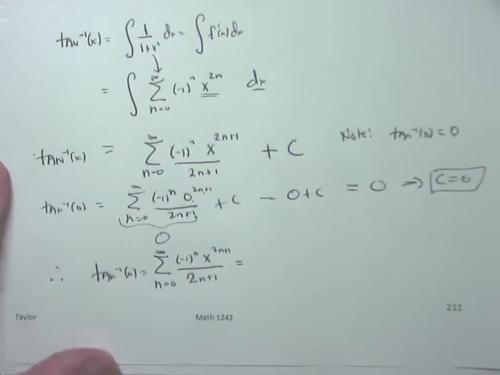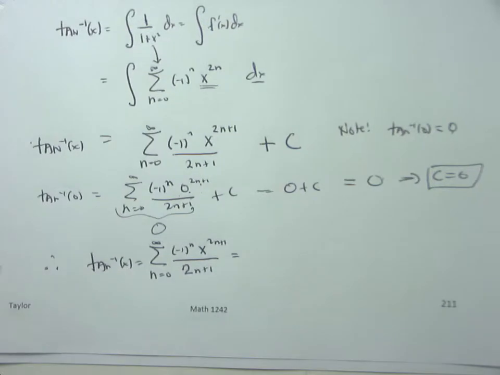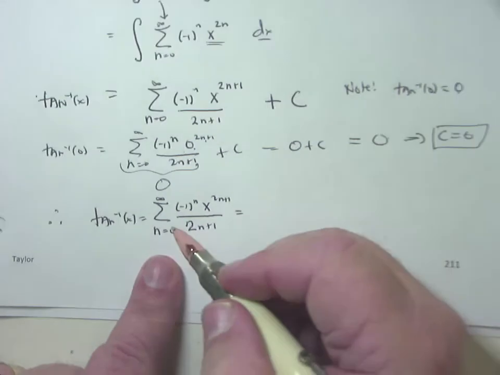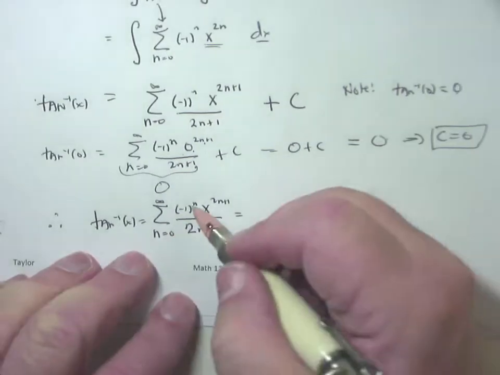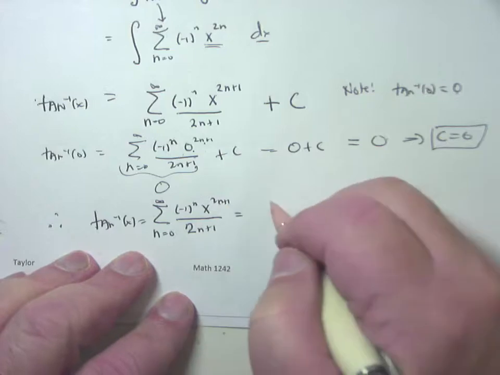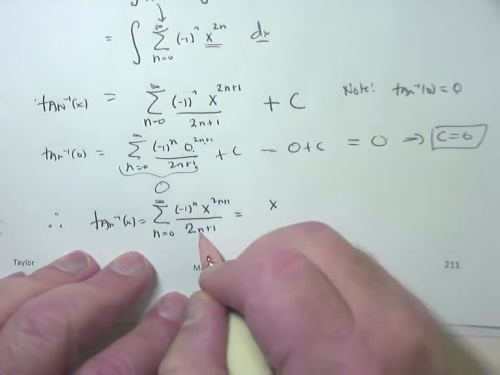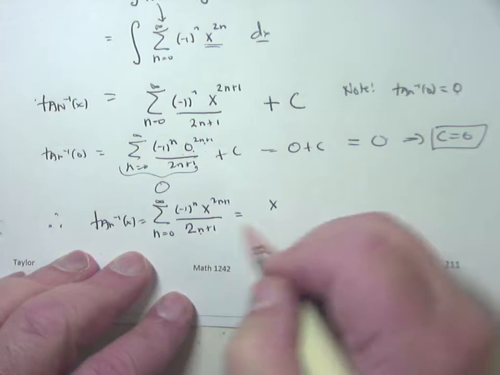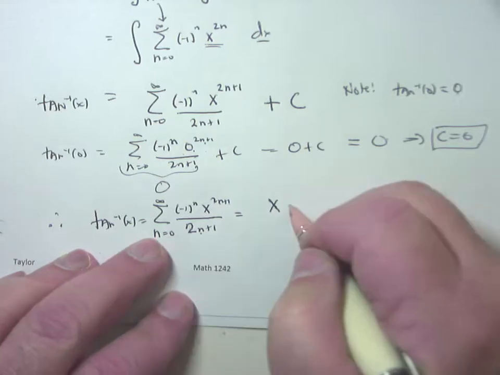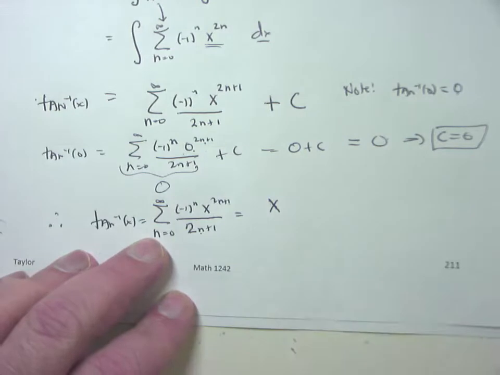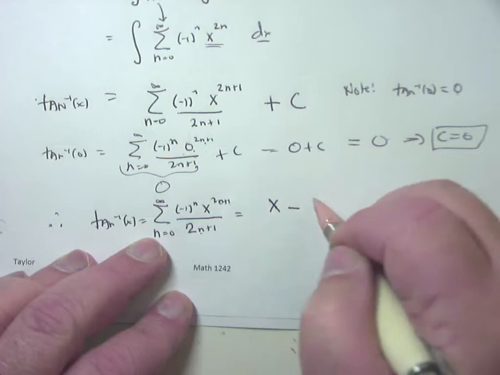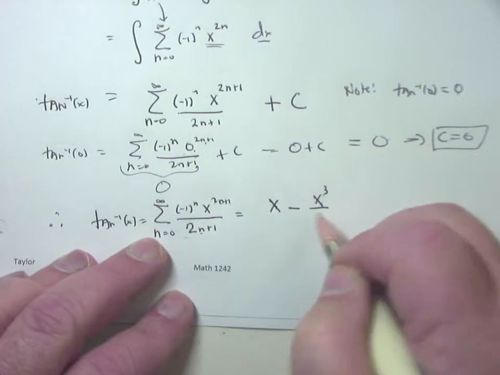Okay? Now, let's write out some of these terms, because I want you to understand what this really is. So I'm going to plug in n equals 0. -1 to the 0 is 1. 2 times 0 is 0 plus 1 is 1. That'll be x. So the first term is x. That's plugging in n equals 0. Plus plugging in n equals 1. -1 to the first is negative. 2 times 1 is 2 plus 1 is 3. That'll be x cubed over 3.